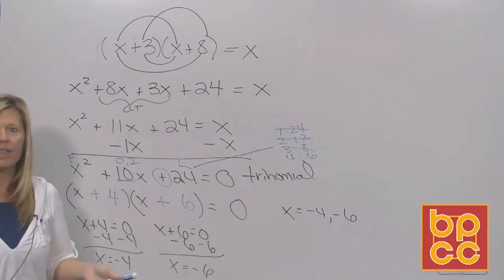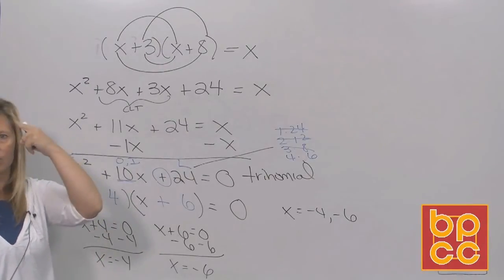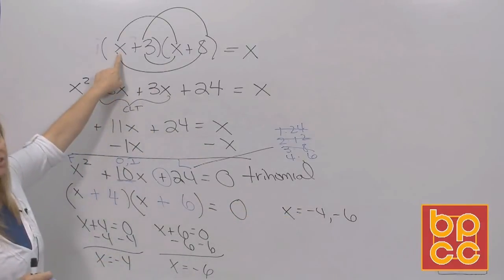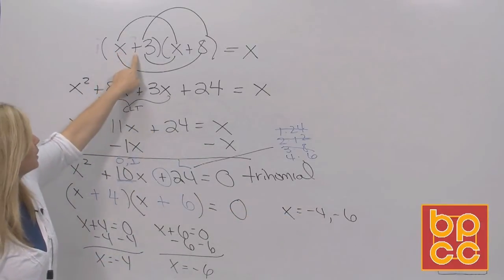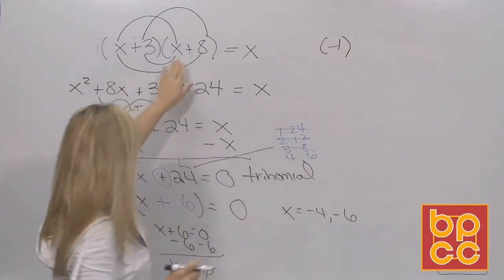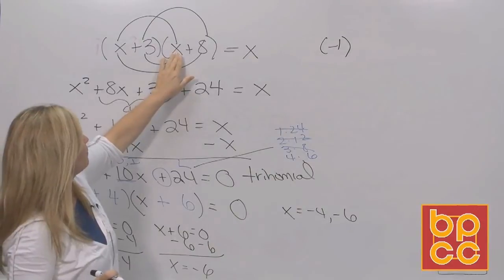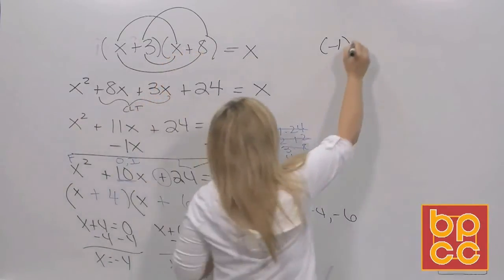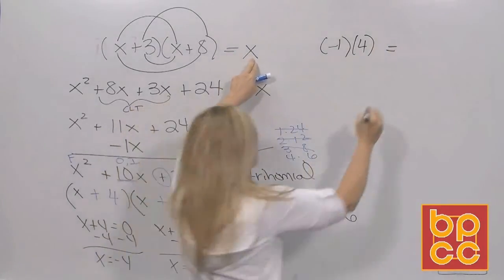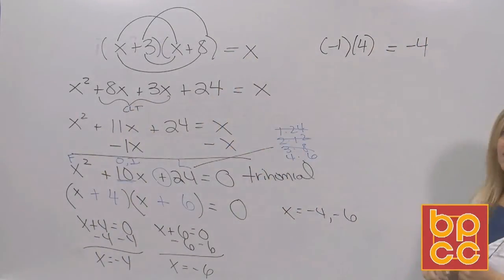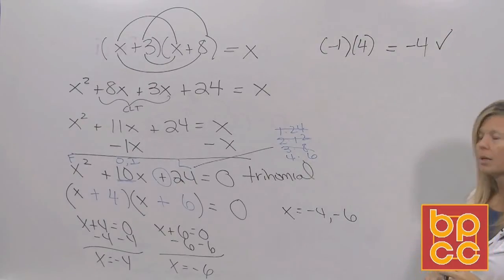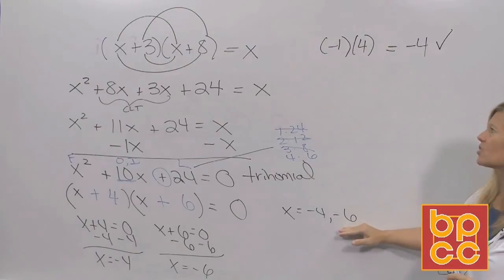I could prove to you that that's correct. Let's take one by one and do a check. So let's take negative 4. If we put negative 4 in this spot, negative 4 plus 3 would be negative 1. If we put the negative 4 in this spot, negative 4 plus 8 would be 4, and if we put the negative 4 in this spot, is that a true statement? Is negative 1 times 4 going to be negative 4? Yes, it is.